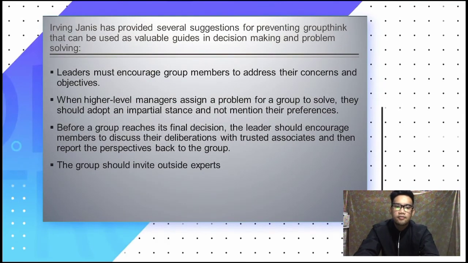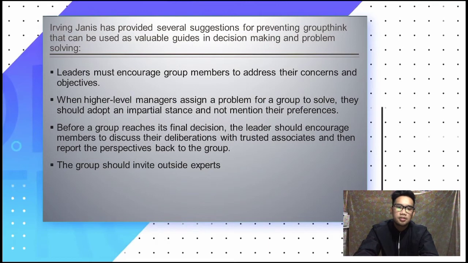Irving Janis has provided several suggestions for preventing groupthink that can be used as valuable guides in decision making and problem solving. First, leaders must encourage group members to address their concerns and objectives. Next, when higher level managers assign a problem for a group to solve, they should adopt an impartial stance and not mention their preferences.